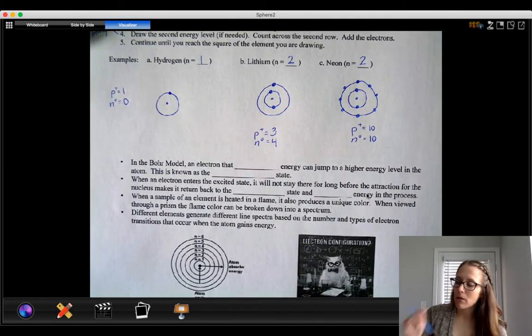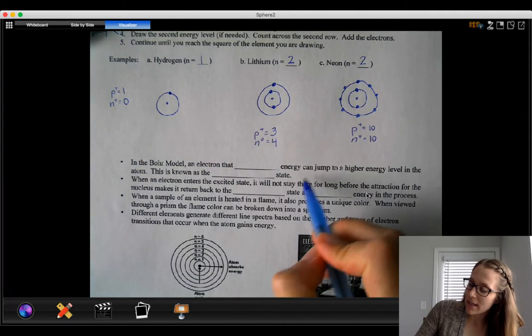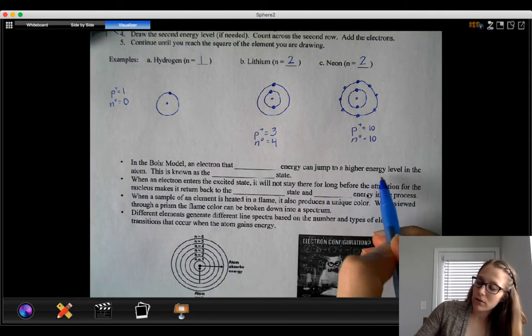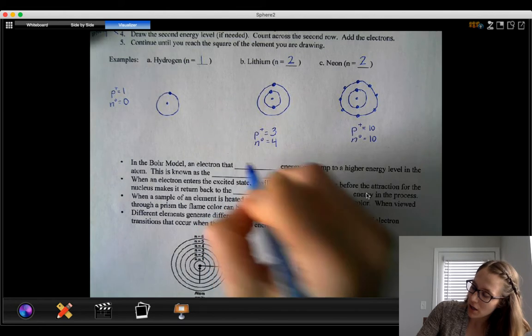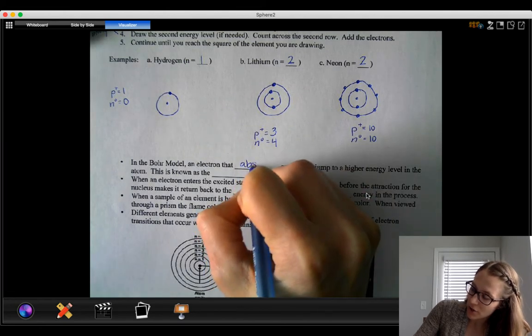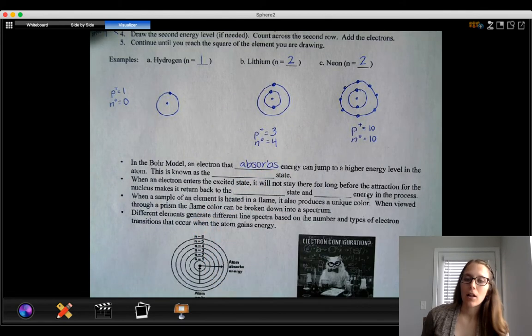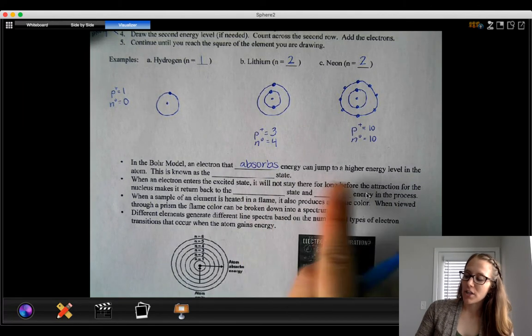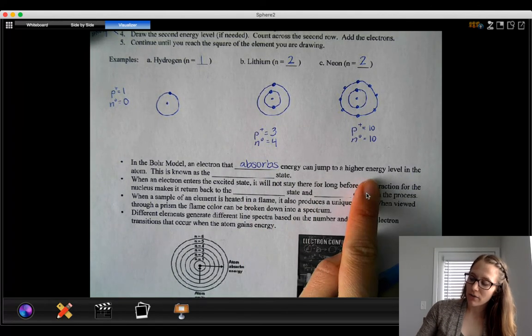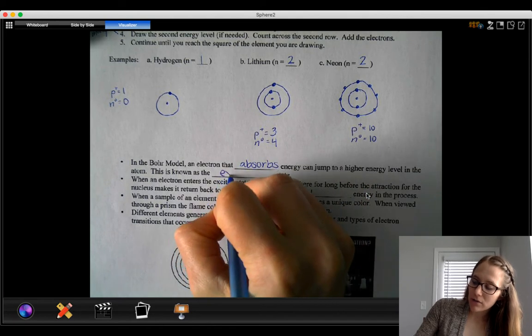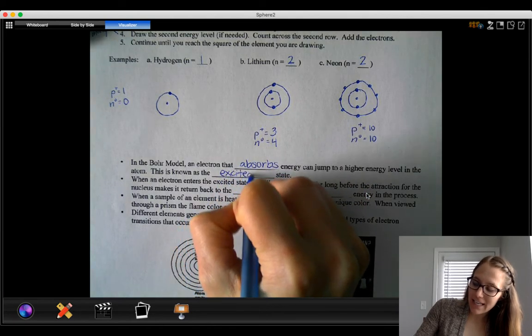In the Bohr model, an electron is going to jump to a higher energy level. So an electron that absorbs energy. So if we take an element and we put it in fire or we blow it up with a firework, if it absorbs energy, that lets it jump to a higher energy level. This higher energy level, like I said before, is called the excited state.